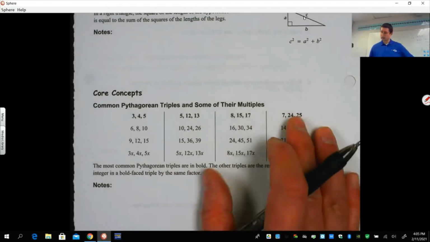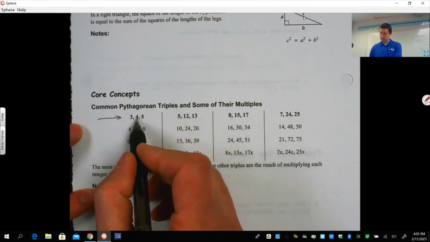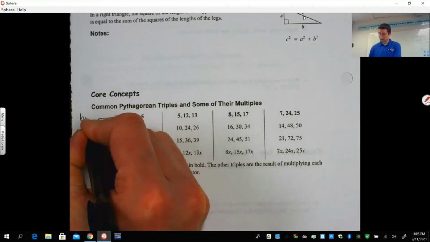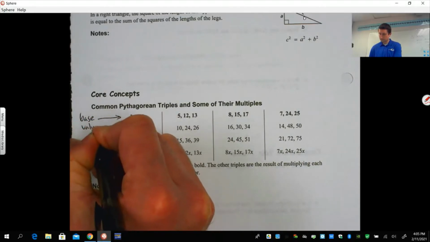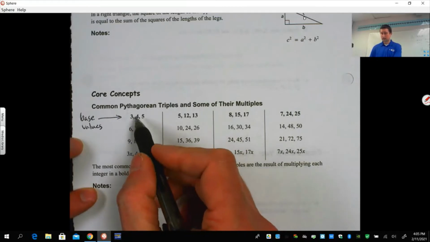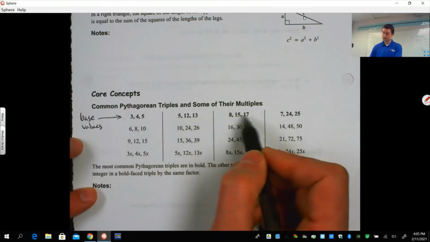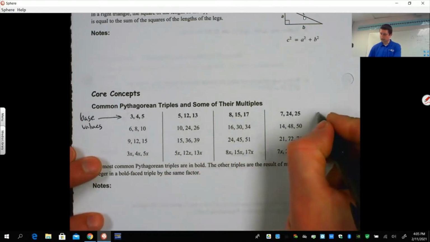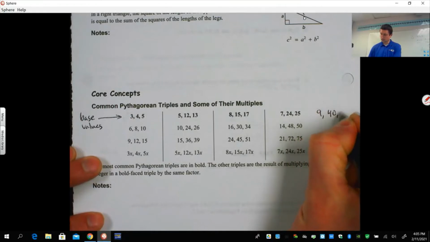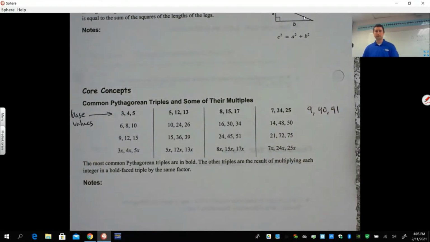So these are some of the common ones down here. These are the base ones. These are your base values. A 3, a 4, and a 5. If you have a leg of 3, a leg of 4, and a leg of 5, that will always form a right triangle. Same with 5, 12, 13, 8, 15, 17, 7, 24, 25, 9, 40, 41 is another common one. There are a ton of these as well. There's even formulas to find them.